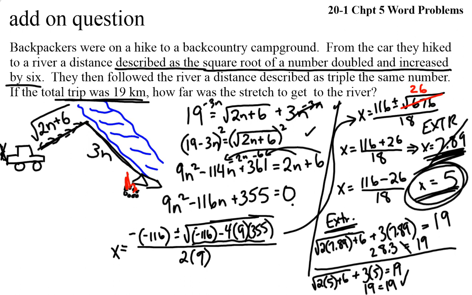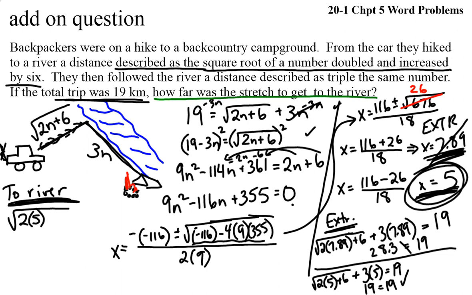Last thing, have we answered the question? How far was the stretch to get to the river? That's what it's asking. So I used x in this. Really what we were solving for was n. I apologize for changing my variable, but we're saying that n is 5. So to the river, our final answer was the root 2 times 5, because that's our solution, plus 6. That's how far it is to the river. When we do that, 10 plus 6 is 16, rooted 4 kilometers to the river.